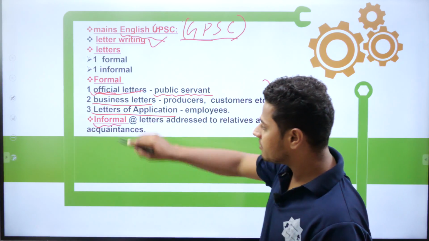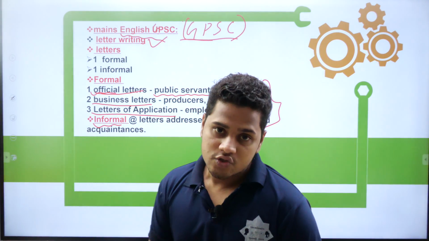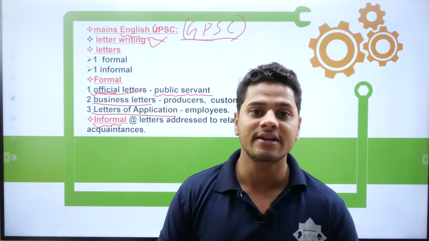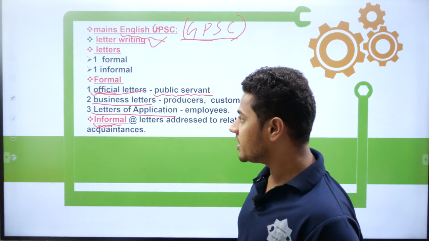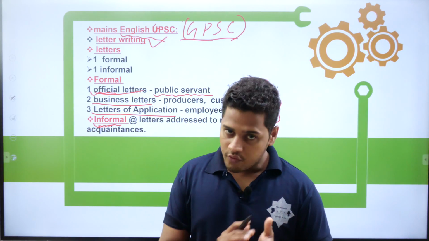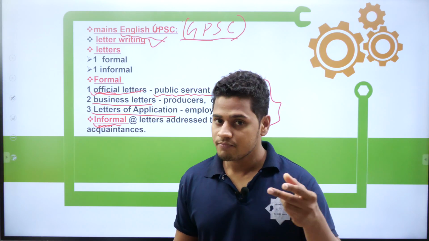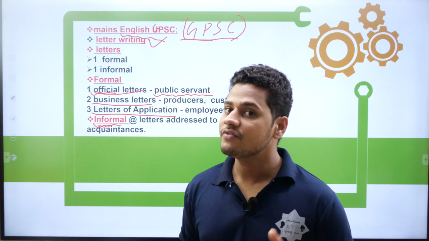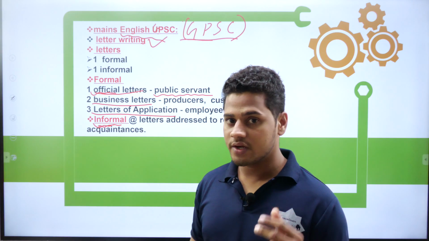Now we will see the informal letter. Informal letters we generally address to relatives and acquaintances. Mostly our relatives, for example our mom, dad, uncles, those who are connected with our relationship, we are sending to them. This kind of letter is known as an informal letter. So you have understood these two topics, formal and informal letter. Informal letters we generally send to our relatives, and formal letters we send to get some work done by other people. So these two concepts you have to clear in your mind.